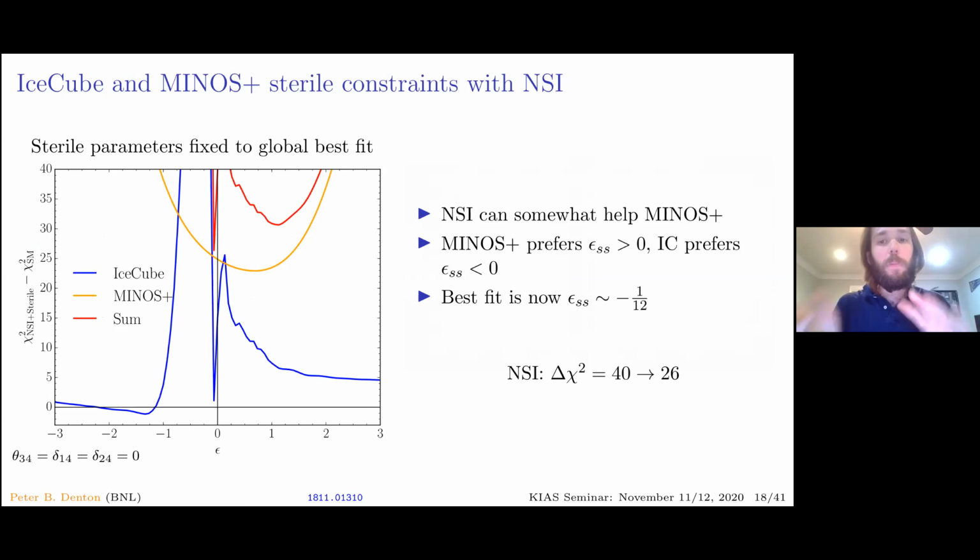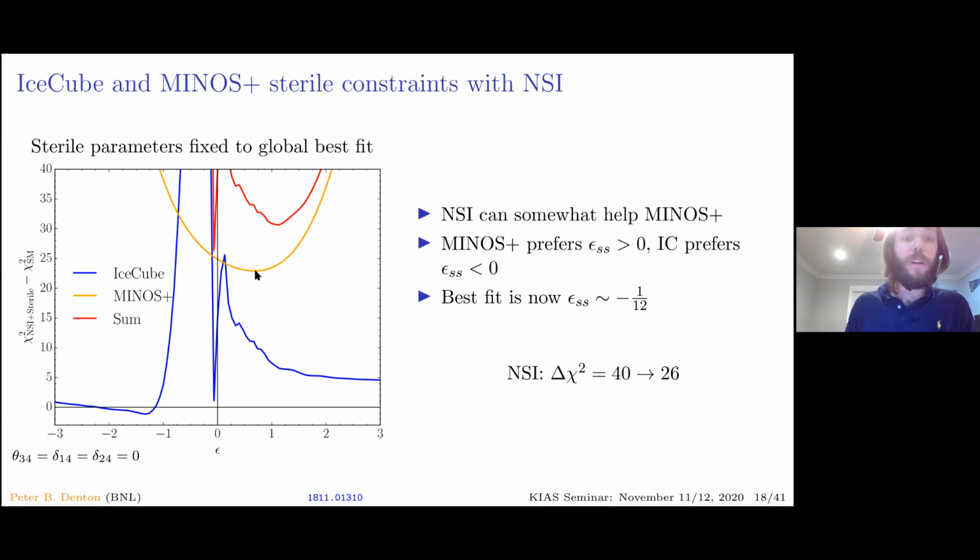All right, so we plug that into our scenario with the non-standard interactions, and we see what we get. We have this blue curve, which we saw a second ago, which showed that, for example, an epsilon of -1.5 looks pretty good for IceCube data with the LSND MiniBooNE sterile point. We plug the same LSND MiniBooNE sterile point into MINOS+, and we get this orange curve. Without non-standard interactions, they disfavor the LSND MiniBooNE point at pretty high significance, around 25.